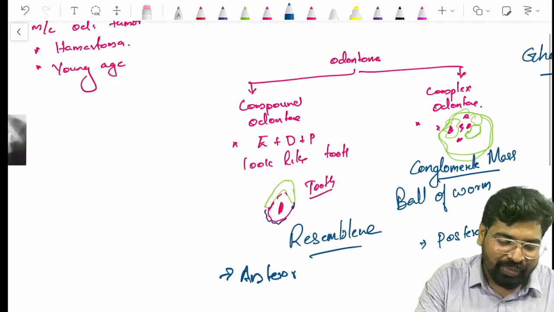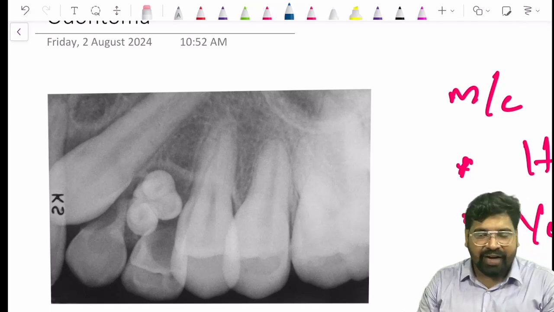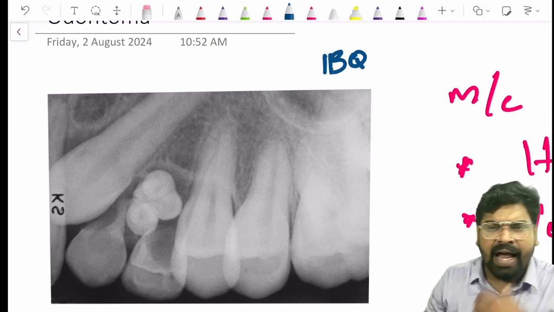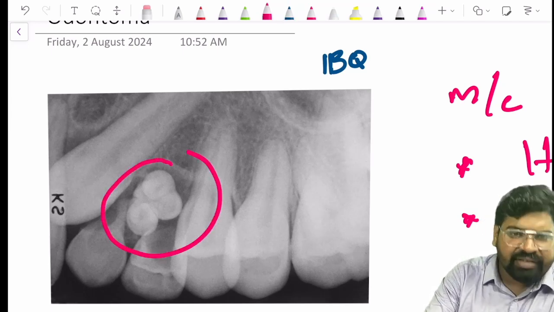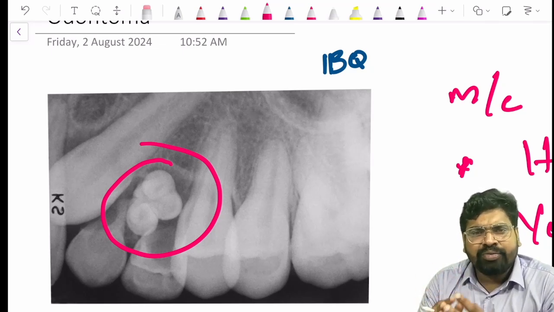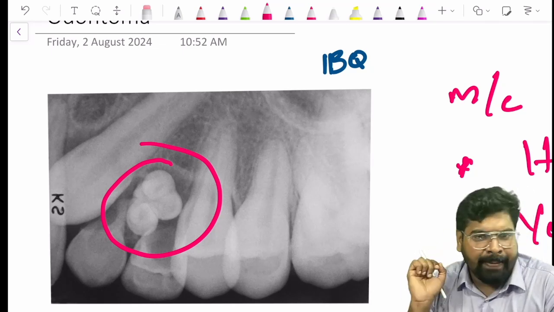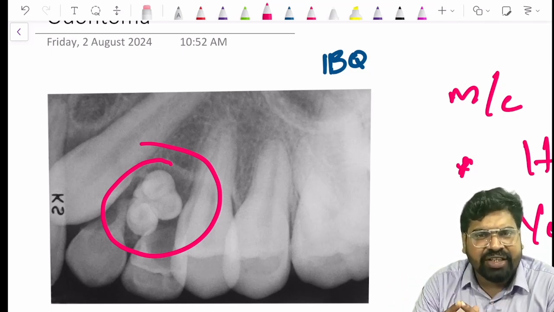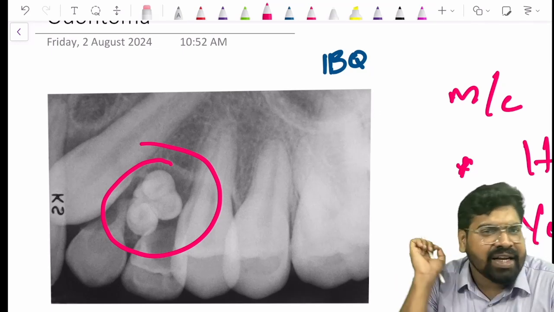So this is about odontoma. Can you see in this picture the first radiograph? Let's go to the first radiograph, because this is an image based question. We are discussing IBQs along with the videos. Can you see this structure there? There is some kind of radio-opacity. Odontomes usually come with radio-opacity, because they are hard tissue structures, surrounded by a small radiolucency.